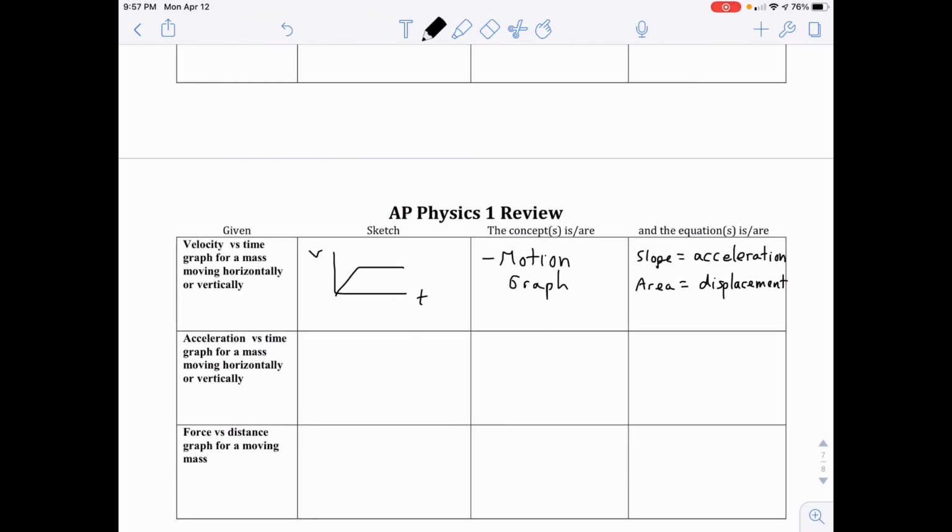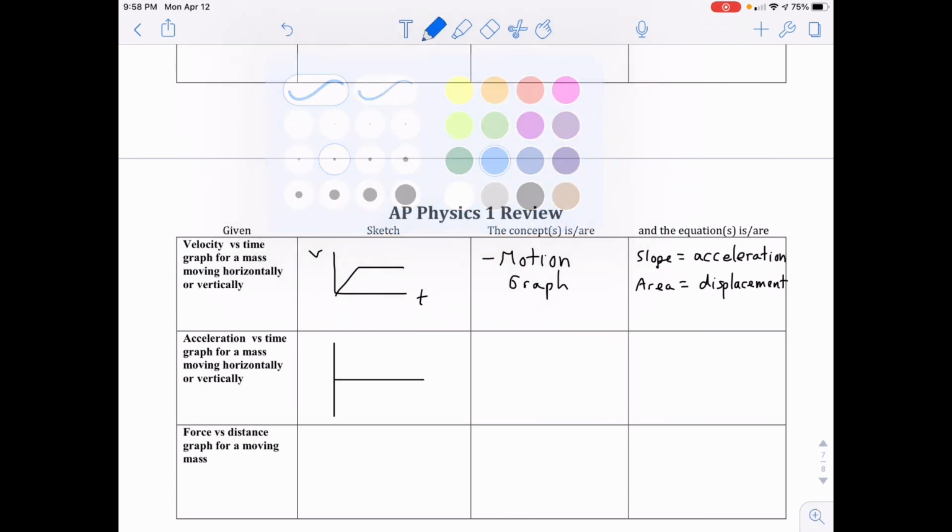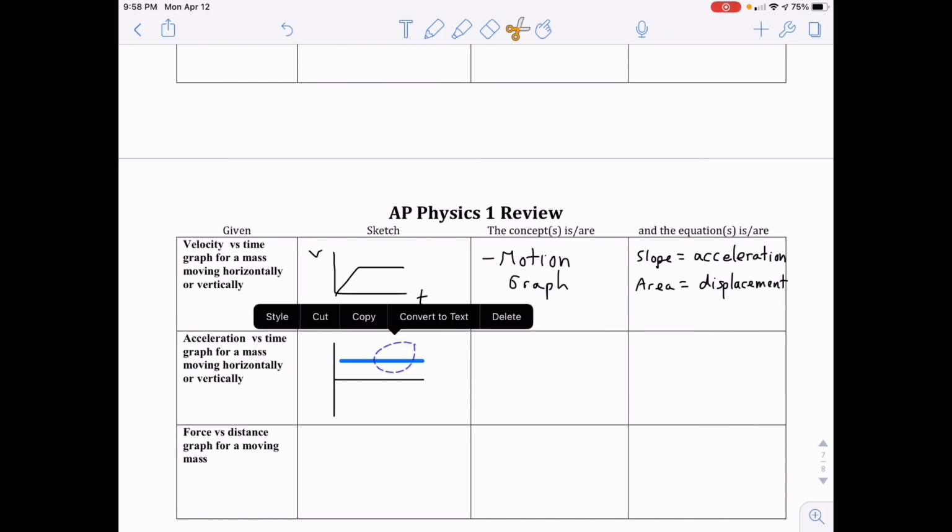Now, what if we're looking for an acceleration time graph? Acceleration time graphs are only going to look one of 3 ways. So only one of 3 possibilities. It's either going to be constant positive horizontal, constant negative, or 0. It's got to be one of those.